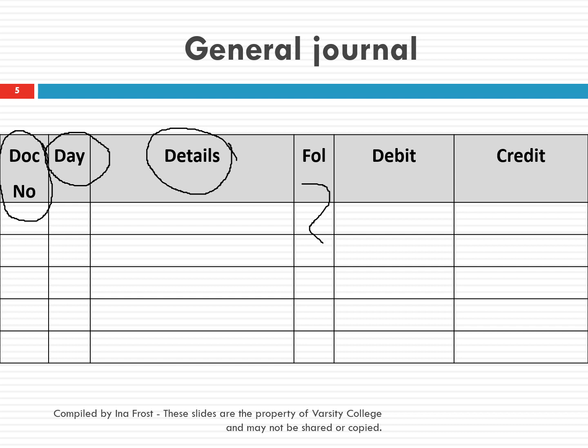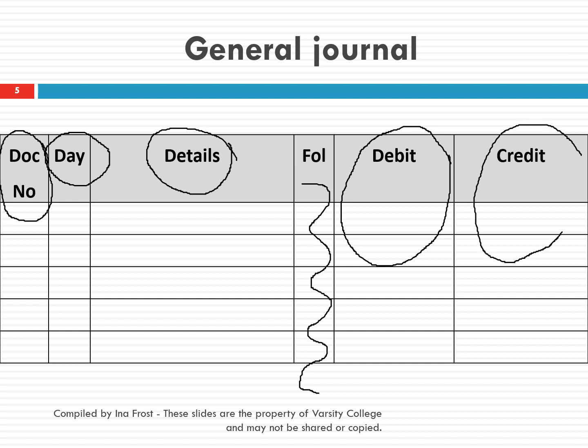This folio column we typically do not require in first year accounting. So you'll see we don't really write anything in this column in our first year accounting. And then we have columns for the amounts, and that will be the amount that we're going to debit and the amount that we are going to credit. Let's look now at a few examples and how we're going to record them in the general journal.